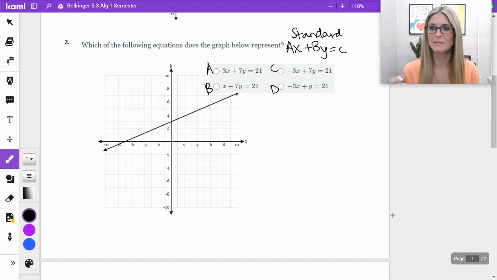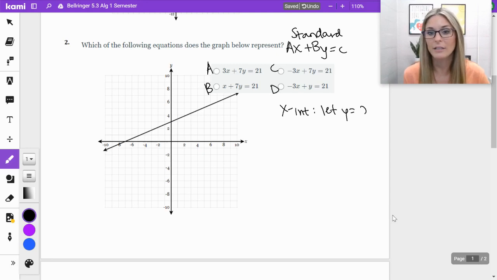We don't love it as much as slope-intercept form, because with slope-intercept form, you can just look at it and there's the slope and there's the y-intercept. Standard form gives us x-intercepts and y-intercepts with a little bit of solving. So if you want to find your x-intercept, you would let your y value equal 0. So let's look at our x-intercept first and see if we can narrow down some answer choices.